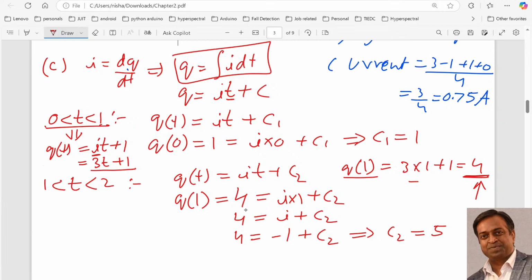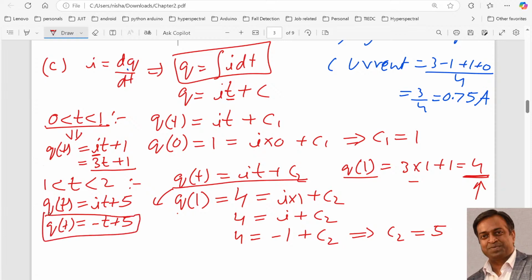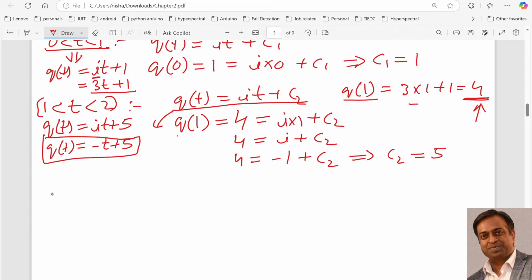So this equation will become q(t) equals it plus 5, and since i is minus 1, it will become minus t plus 5. So this is the equation for range 1 to 2. Similarly, we will determine for 2 to 3. So over here again our equation will be q(t) equals it plus c2.